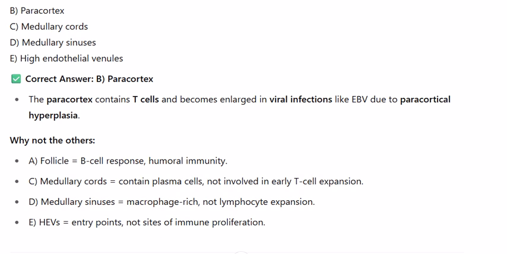Why not the others? A. Follicle, B cell response, humoral immunity. C. Medullary cords contain plasma cells, not involved in early T cell expansion. D. Medullary sinuses, macrophage-rich, not lymphocyte expansion. E. HEVs, entry points, not sites of immune proliferation.